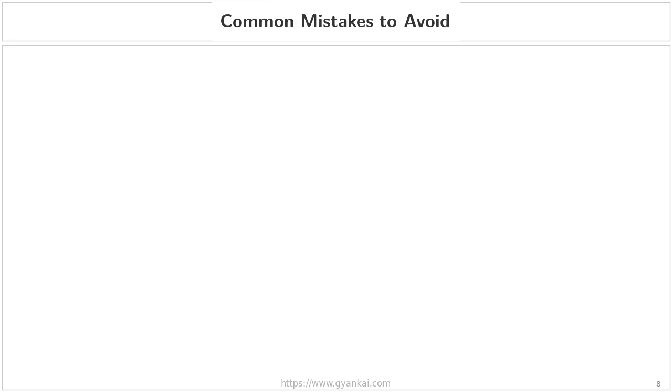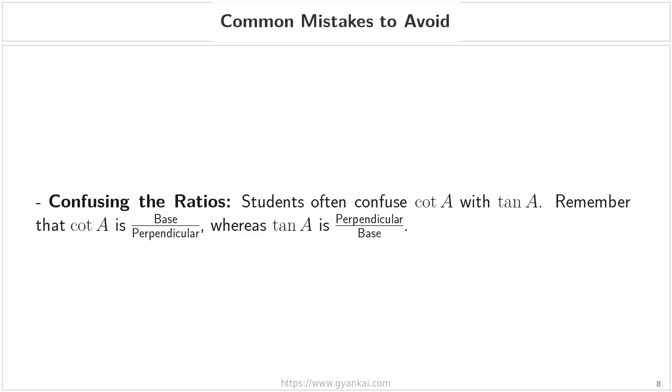Common mistakes to avoid. First, watch out for confusing your ratios. It is quite common to accidentally swap cotangent A with tangent A. Always remember the fundamental difference. Cotangent A is the ratio of the base to the perpendicular, whereas tangent A is the ratio of the perpendicular to the base. Keeping this distinction clear is vital for using the correct identity.